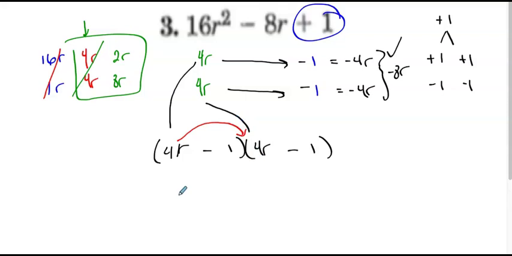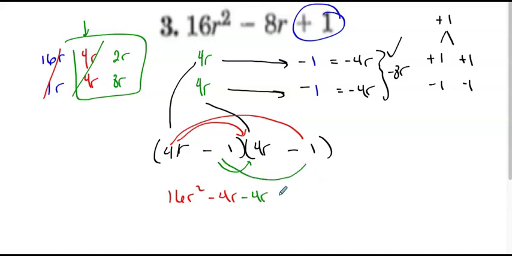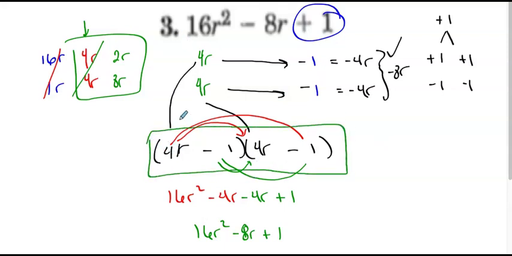So double check, 4r times 4r is 16r squared. 4r times negative 1 is negative 4r. Negative 1 times 4r is negative 4r. And negative 1 times negative 1 is positive 1. Combine like terms, and you get back to your original. So your answer of this quadratic in factored form is the quantity of 4r minus 1 times the quantity of 4r minus 1, which also can be written as the quantity of 4r minus 1 squared, since there's two of them.